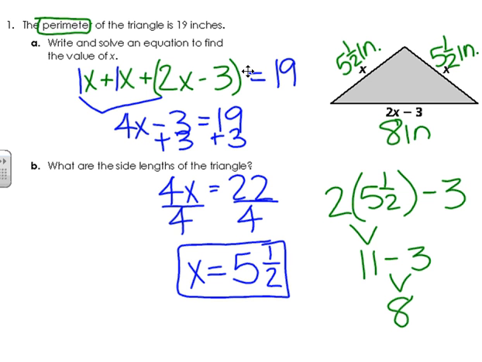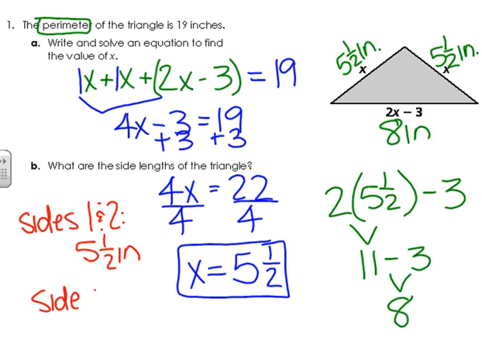On a test, it would really help to rewrite those down here. So we could say sides 1 and 2 are each 5.5 inches. Side 3 is 8 inches. And then up here I could do side 1, 2, and 3, just to be really, really clear what I mean by that.